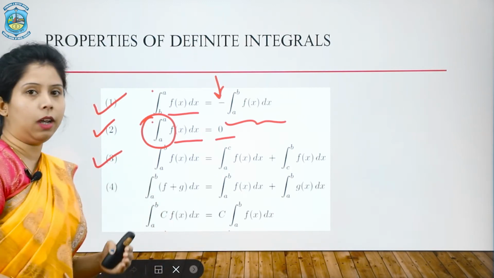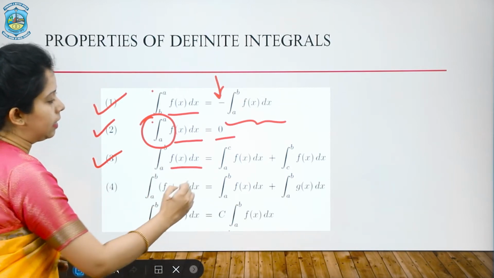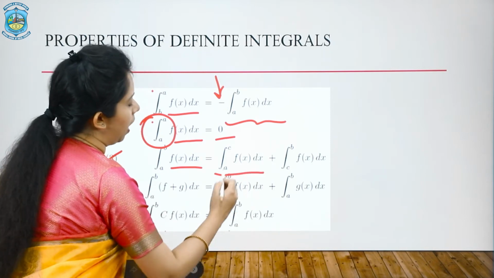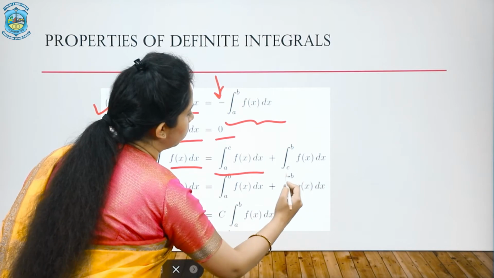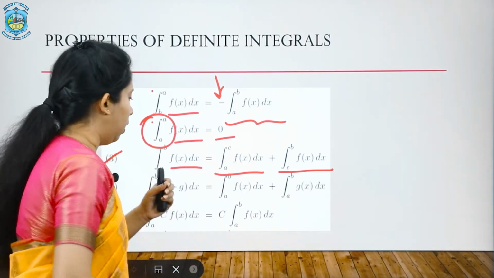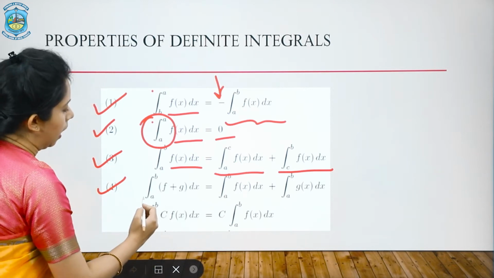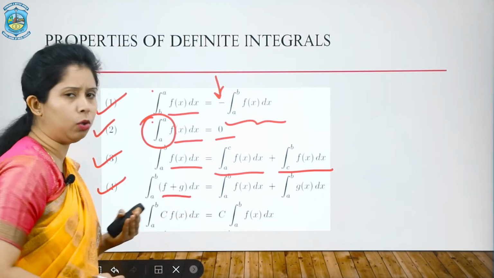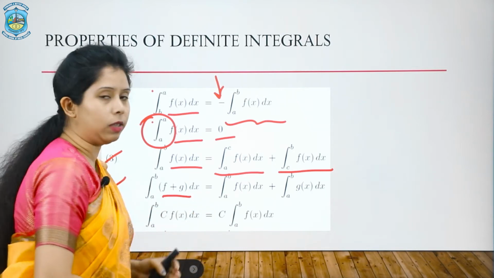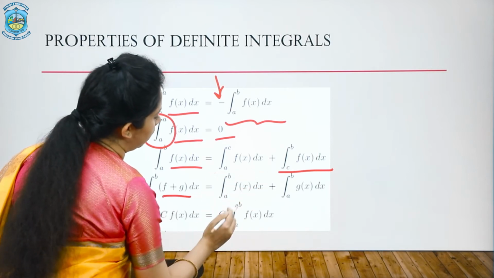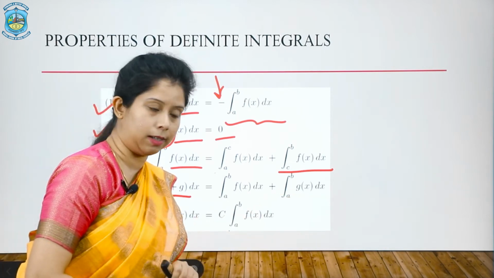The third property of definite integral is integral a to b f of x dx is equal to integral of f of x dx with the limits a to c plus integral f of x dx with the limits c to b. Now, the fourth property of definite integral is the integral of the sum of two or more functions with the limits a to b is equal to the sum of the integrals with the limits a to b f of x dx plus integral a to b g of x dx.